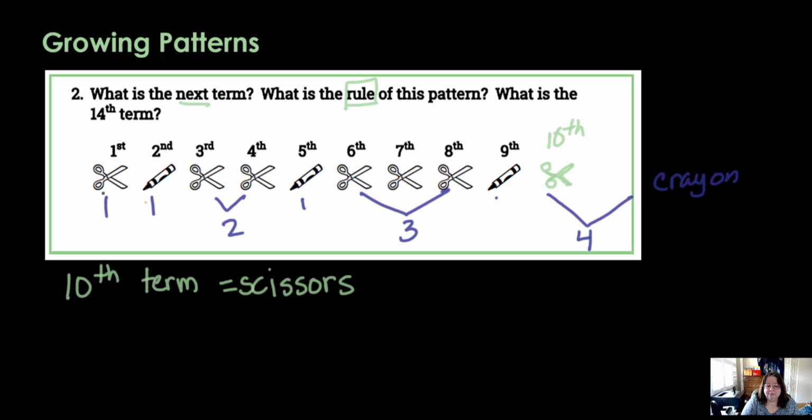There's 1 scissors, 1 crayon. We're adding a pair of scissors. 2 scissors, a crayon. 3 scissors, a crayon. What do you think? And here we're going to have 4 scissors, a crayon. Let's go ahead and draw that out. So there's 1. Okay, 1, 2, 3. We need 1 more. Okay, 1, 2, 3, 4. And then the next one would be a crayon. So 4 scissors and a crayon.